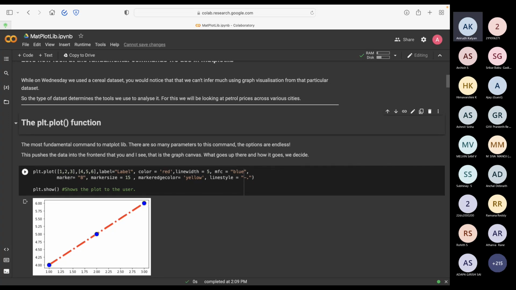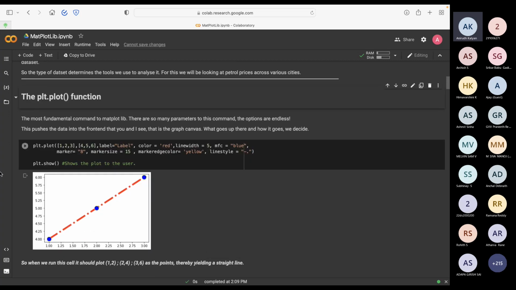into the canvas. So I'm calling this white background the canvas. What goes in the x-axis, what goes in the y-axis, what is your graph, how does it look, where are the markers? This command takes care of everything. The canvas is basically just the white background at the back.